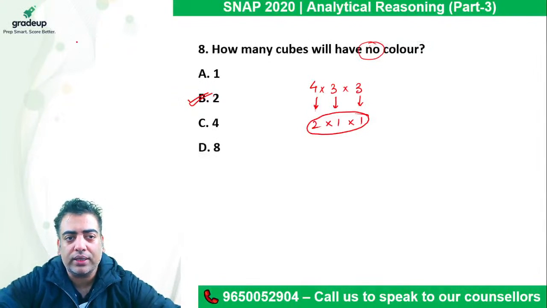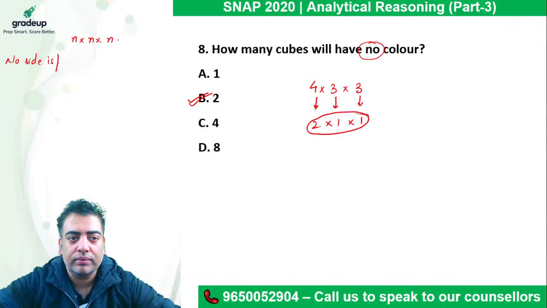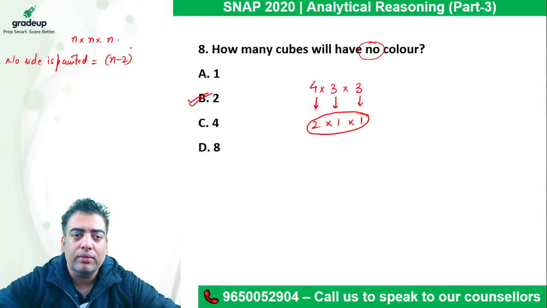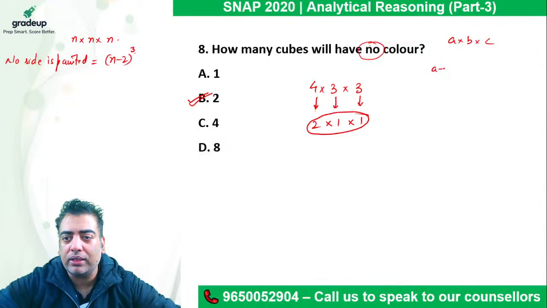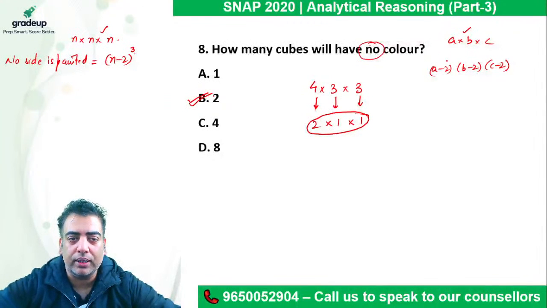When all 6 faces are painted and the dimensions of your cube are n by n by n, then the number of cubes whose no side is painted is always equivalent to n minus 2 into n minus 2 into n minus 2, which is (n minus 2) cube. If your dimension is a into b into c, we can write it as (a minus 2) into (b minus 2) into (c minus 2). So whether it is a cube or a cuboid, the standard form is always applicable.